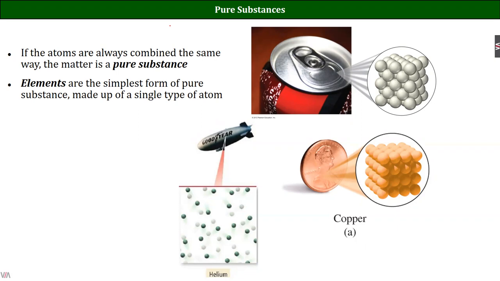Pure substances versus mixtures. A pure substance means that you always have the exact same ratio of elements present. Elements are the simplest form of a pure substance because how can you get more pure than having every atom be the same type of atom? It's always in a 100% ratio. It's always the same atom. But if you have a mixture of atoms and they're always present in the same ratio, it's going to be a compound instead of an element.